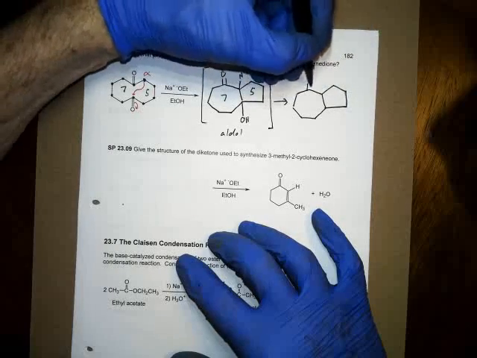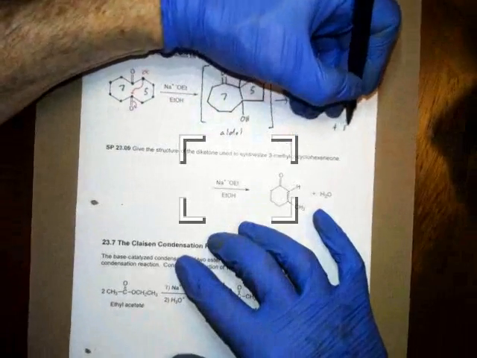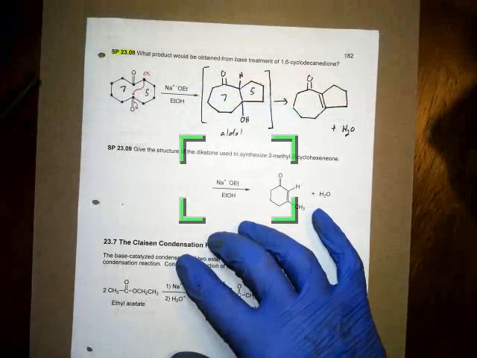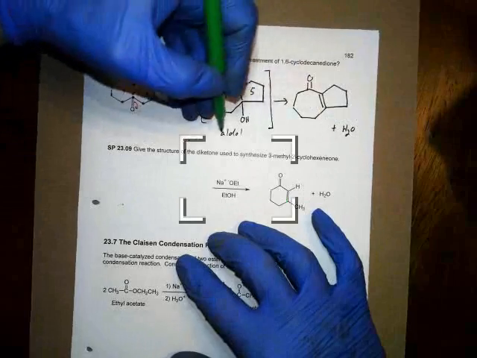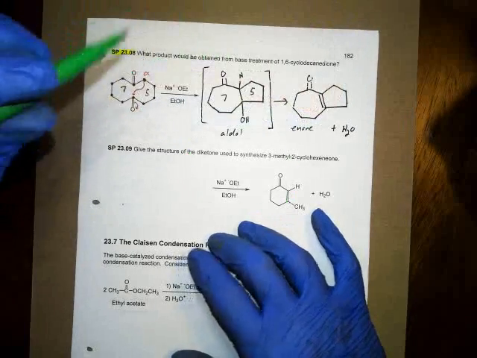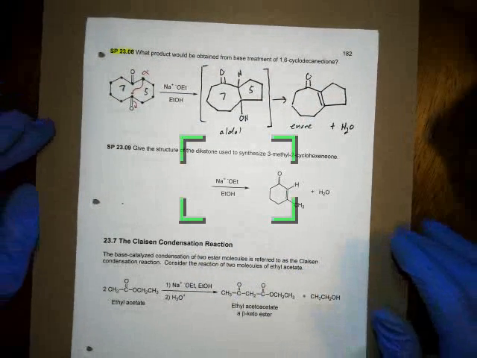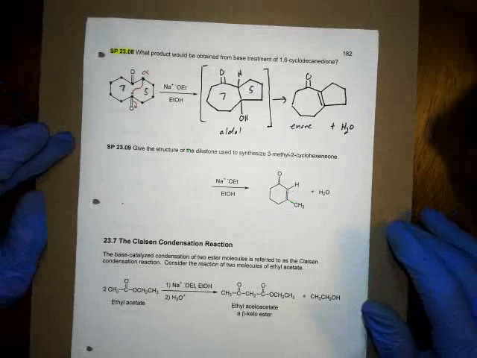Alrighty. Double bond there, and if you want to put water over here, you can. So here's our aldol, and our aldol forms our enone. So again, this is intramolecular aldol condensation to form an enone.